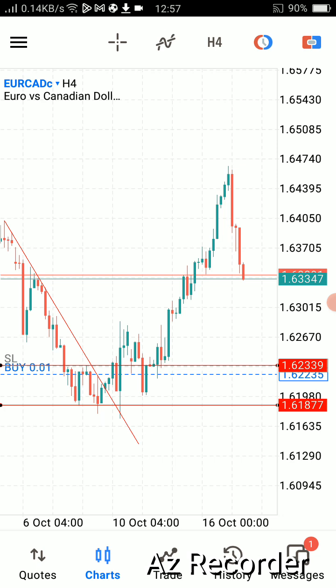A strong bullish candle came in with some rejection from the downside. That was the first sign that sellers were trapped and buyers were stepping in.